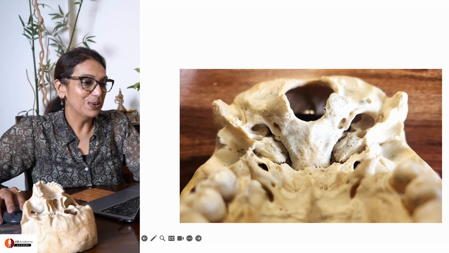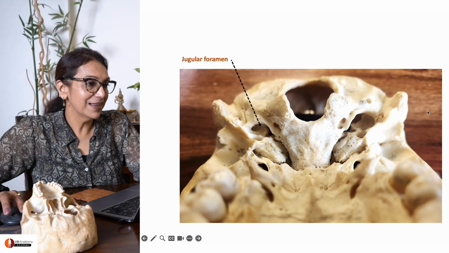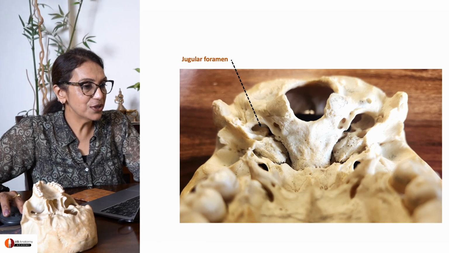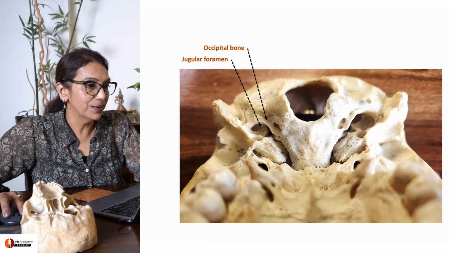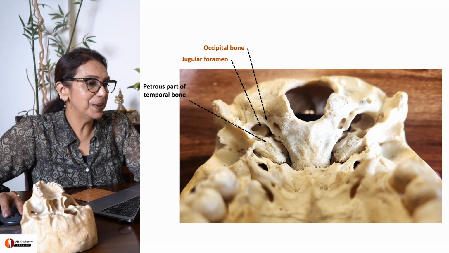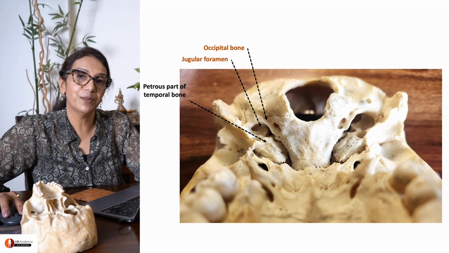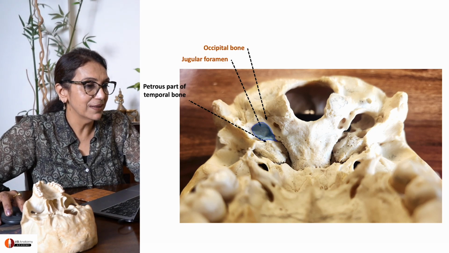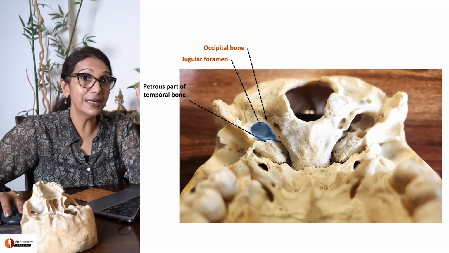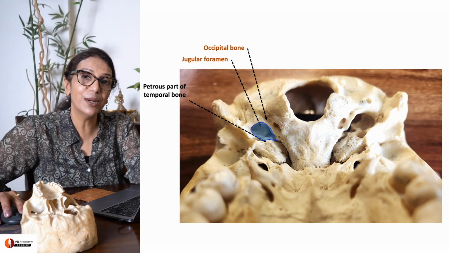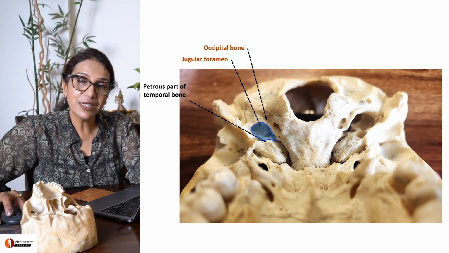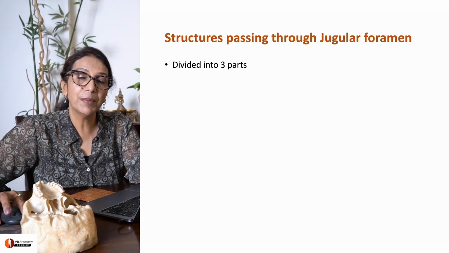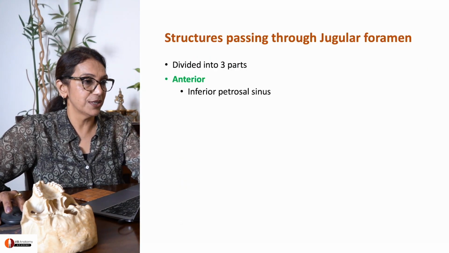Here is your jugular foramen, posteriorly formed by the occipital bone, anteriorly formed by the petrous part of temporal bone. This little gap here is your jugular foramen. It's quite a large gap. I'm calling it little, but it's quite a large gap. So large is it that it's divided into three parts: anterior, intermediate, posterior.